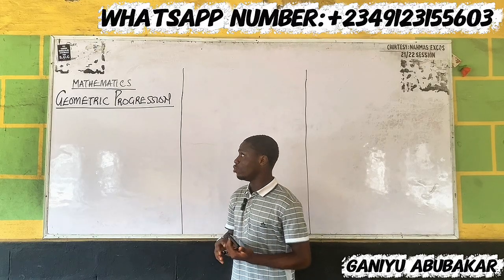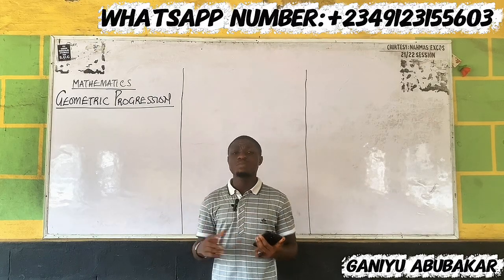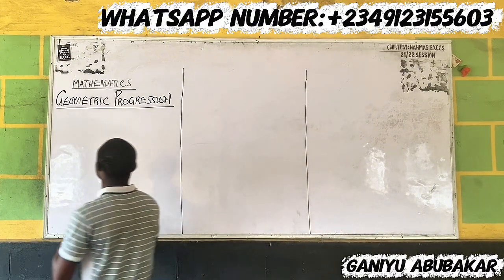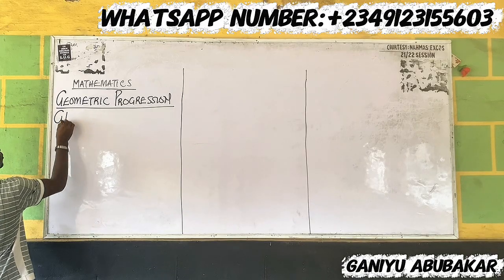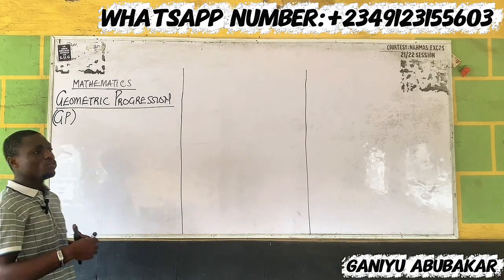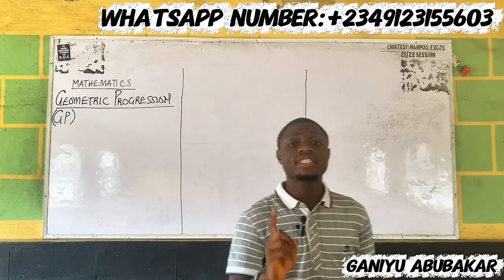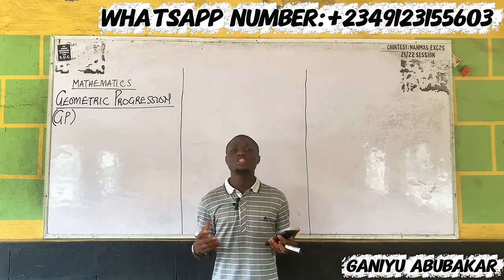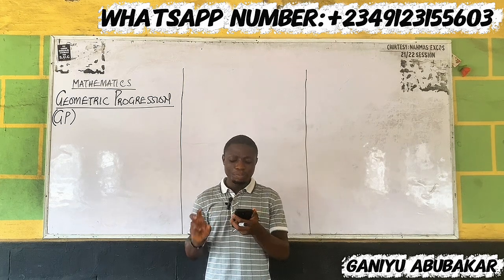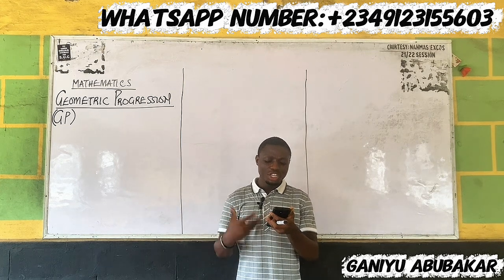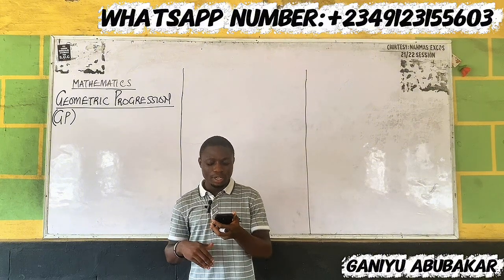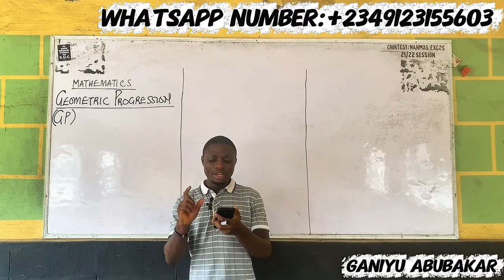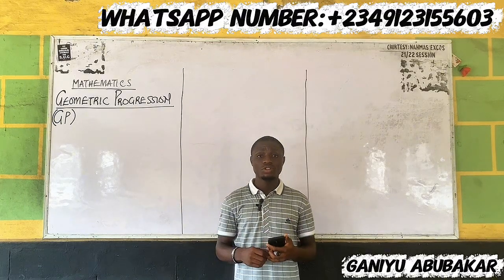So let's look at the concept of geometric progression. For geometric progression, the symbolic representation here is GP. So we use GP to signify geometric progression, unlike AP, which signifies arithmetic progression. By definition, a geometric progression, GP, is one in which each term of the sequence is obtained by multiplying the preceding term by a constant number R called the common ratio.